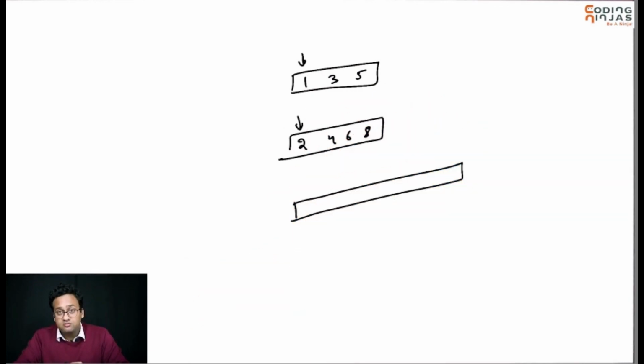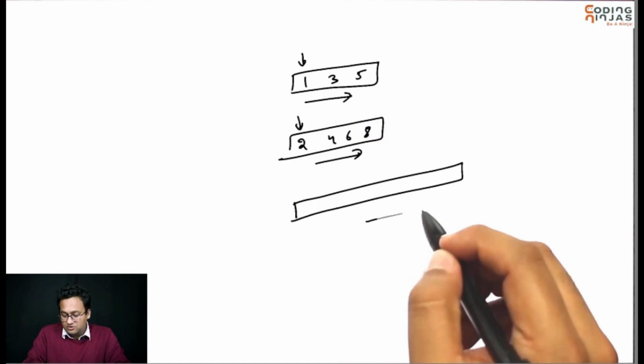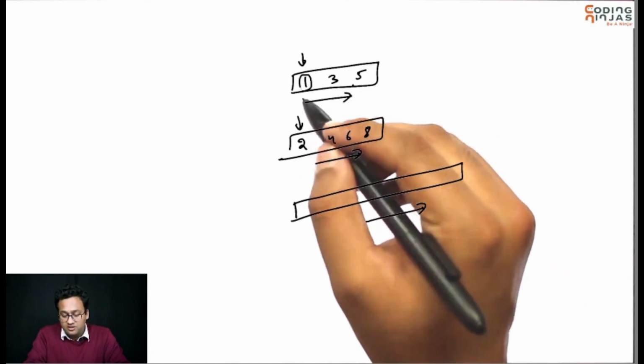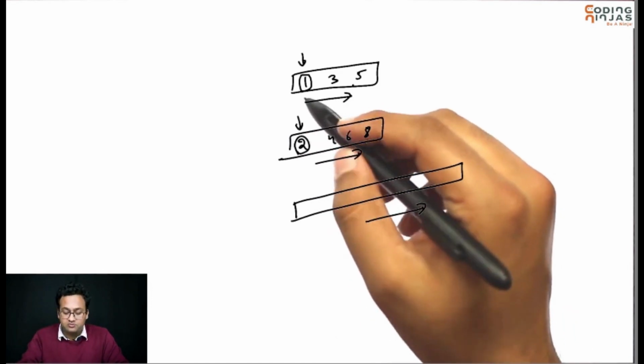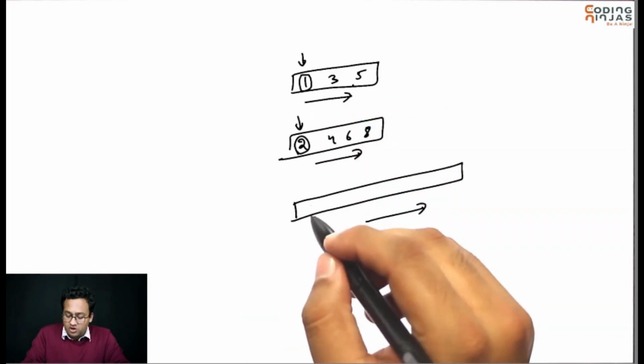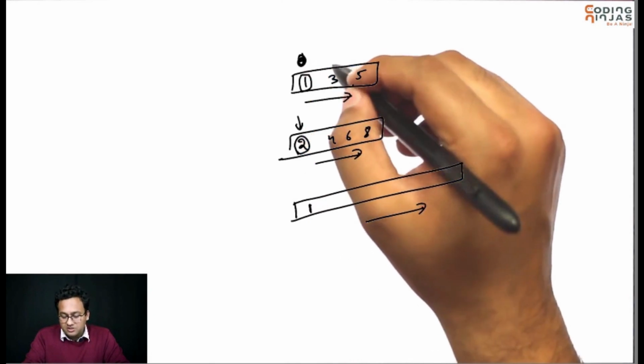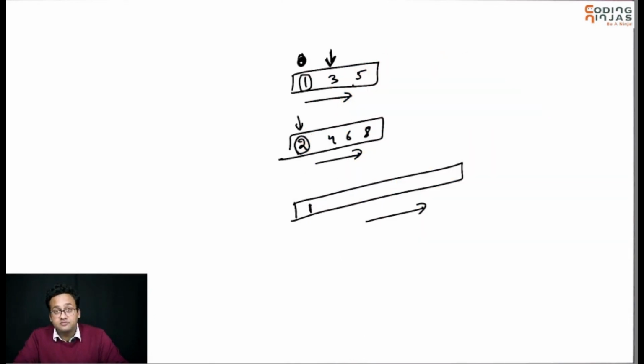1 is smaller than 2. See, this is sorted, this is sorted. So the smallest element of this list has to be here. The smallest element of this list has to be here. So to find the smallest overall, you can just compare these two. So let's compare these two. The smaller one comes here and move this variable to the next number.